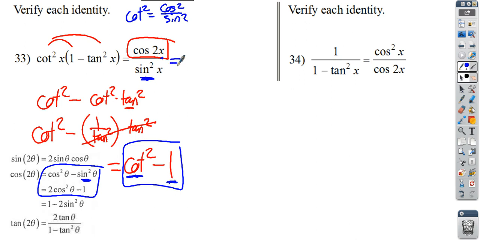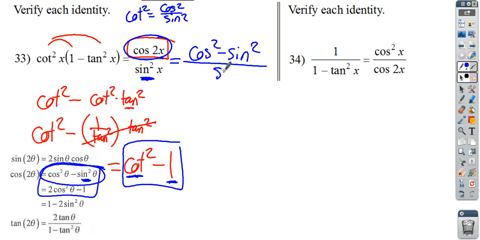So if that's not clear to you, let's just write this out. I'm taking this and using an identity that has a sine squared in it, and you'll see why. So it's this one right here. That's over sine squared. Now let's split this down the middle. We have cos squared over sine squared.